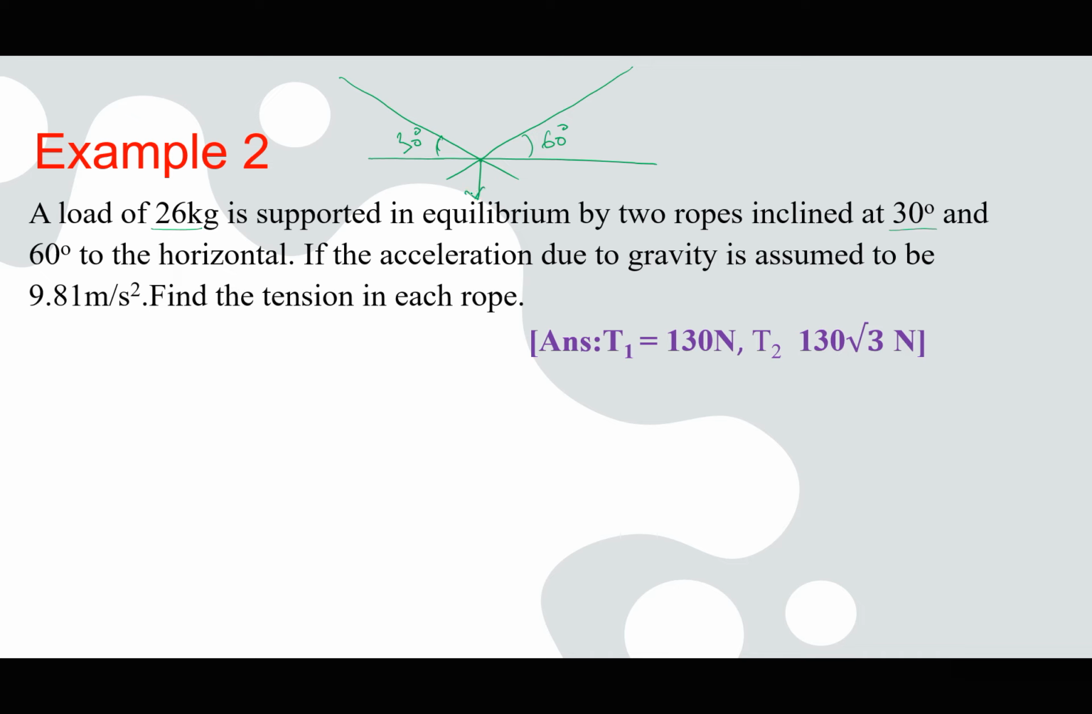So there is a force here which is going to be 26 times 9.81. That is the weight here. So there's a vertical force which is acting downwards. That is 26 times 9.81. If the acceleration due to gravity is assumed to be 9.81, find the tension in each rope. Tension always acts away from the object. So let this be T1 and let this be T2.